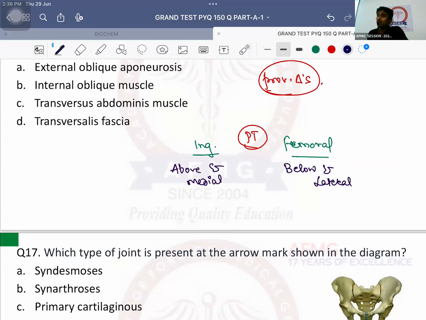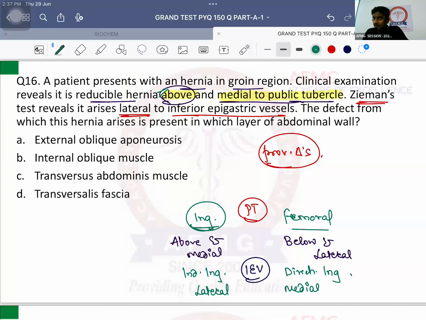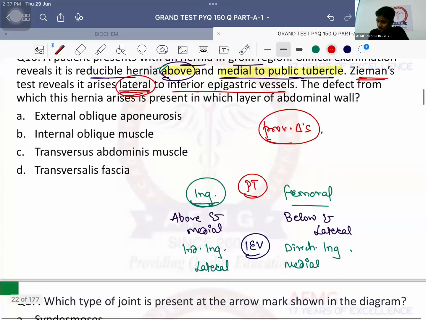Second, the landmark to differentiate, there are two types of inguinal hernia, indirect and direct. To differentiate between both of them, we have the inferior epigastric vessels, inferior epigastric artery and vein. If the hernia is lateral to the inferior epigastric vessel, it is indirect inguinal hernia. Whereas if the hernia is medial to the inferior epigastric vessel, the answer is direct inguinal hernia. Our hernia was above and medial to the pubic tubercle, so it was an inguinal hernia. That is confirmed. Next, on Siemens test, it is seen it is lateral to the inferior epigastric vessel. So if it is lateral, it is a case of indirect inguinal hernia.